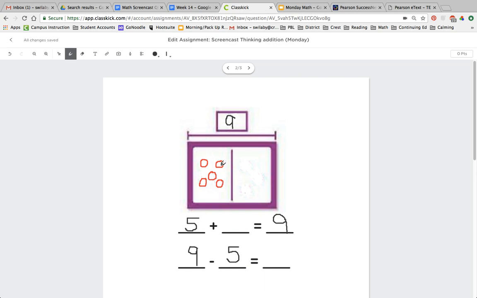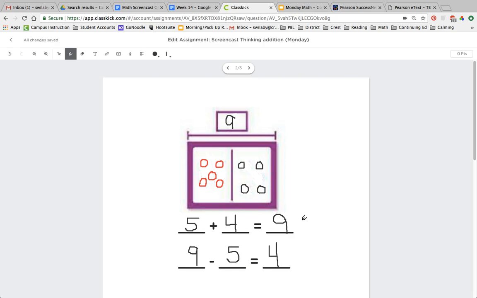So looking at my part-part whole box, think about what you would put here on the other part to get to 9. I can start at 5, 6, 7, 8, 9. I can see that I put 4 more together to make 9, so I know 5 plus 4 equals 9. That also means that 9 minus 5 equals 4. So you can see when we're solving this missing part, we could do it two different ways. We could either add up to get to the missing part, or we could subtract.